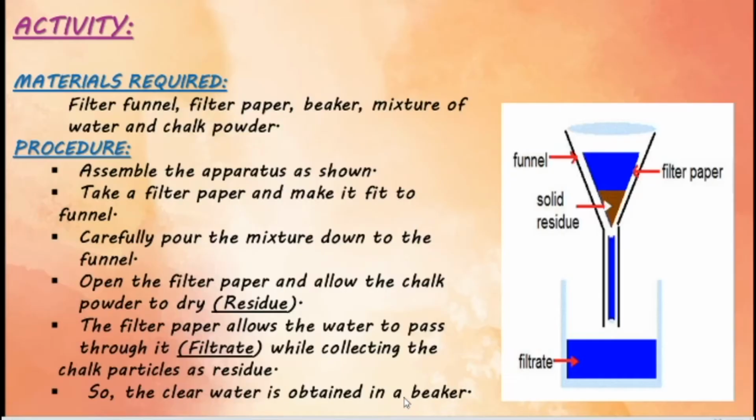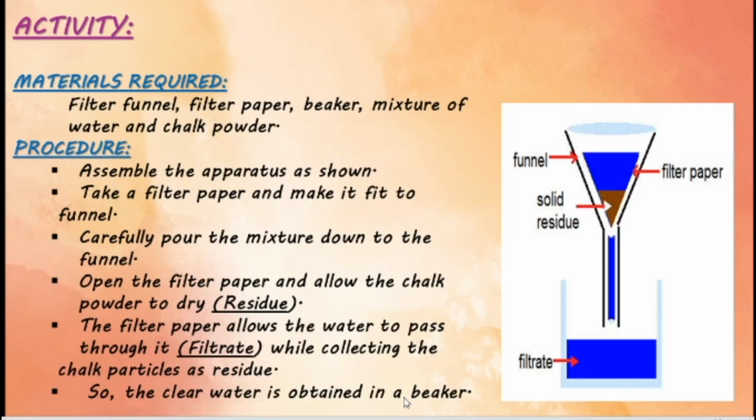The next one is an activity based on this. The materials required are a filter funnel, filter paper, beaker, and a mixture of chalk powder and water. The procedure is to assemble the apparatus as shown in the figure. Take a filter paper, fit it to the funnel, and carefully pour the given chalk and water mixture. While pouring you can see the clear liquid comes into the next beaker, and the solid chalk particles settle down in the filter paper.